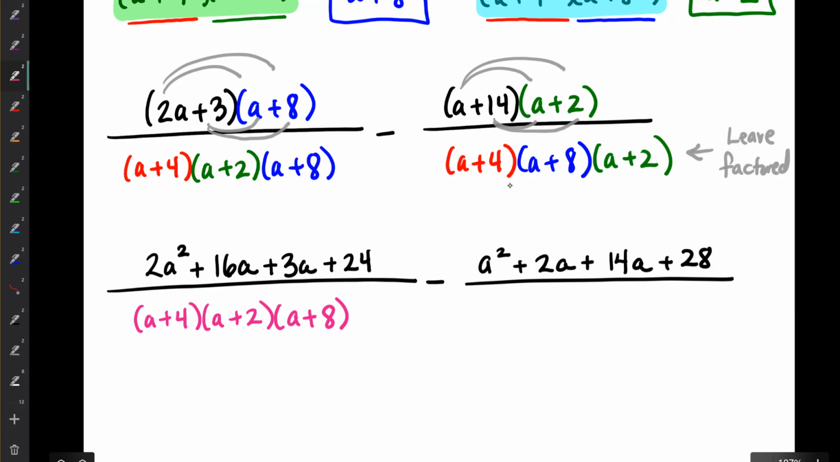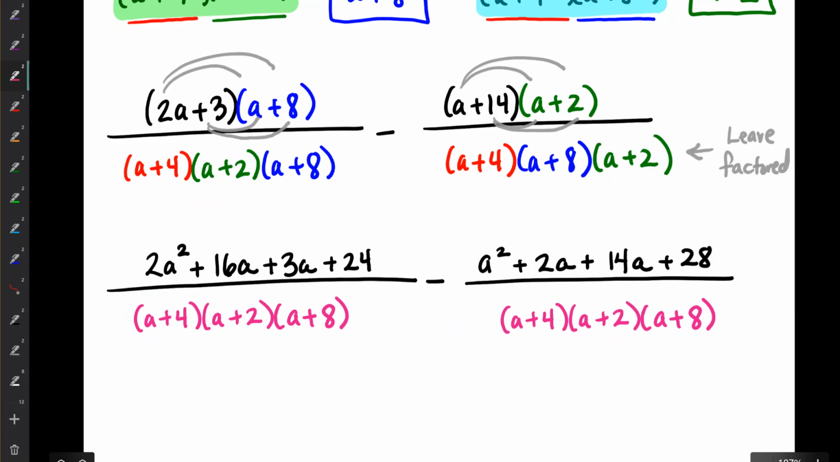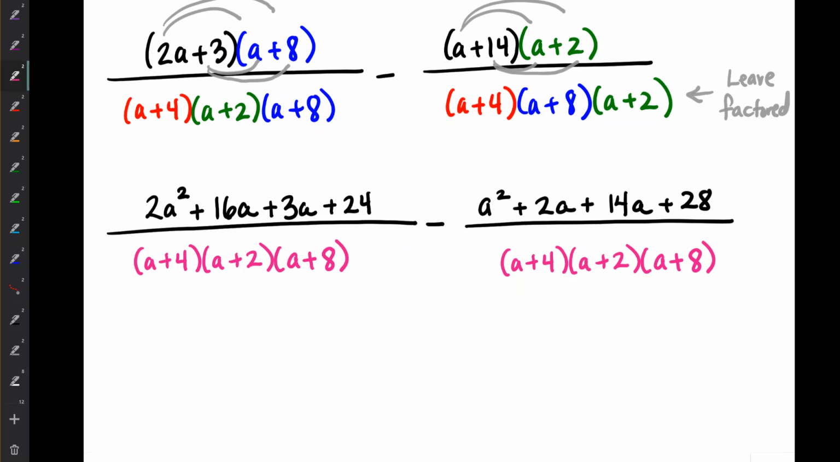Order doesn't matter in multiplication. Red times blue times green is the same as red times green times blue. I'm going to go ahead and write it in this order just to emphasize that we have that common denominator. All right, and now it's time for me to subtract my fractions. What am I going to do? I'm going to say this numerator minus this numerator all over my common denominator.